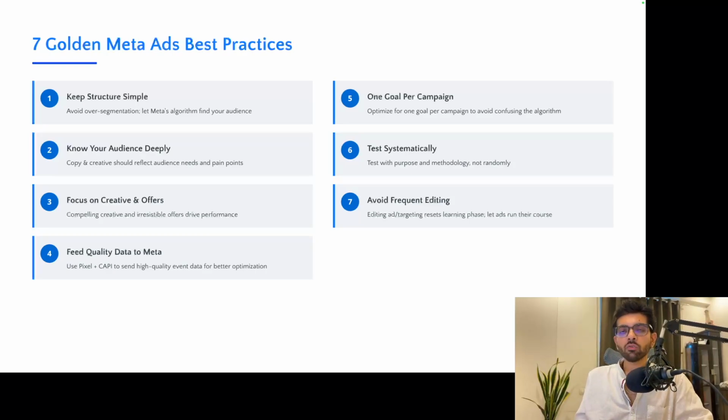Then you have one goal per campaign. Don't over segment too much across multiple ad sets. Like one ad set is optimizing for purchase, another is for add to cart. Just maintain one campaign for one goal.